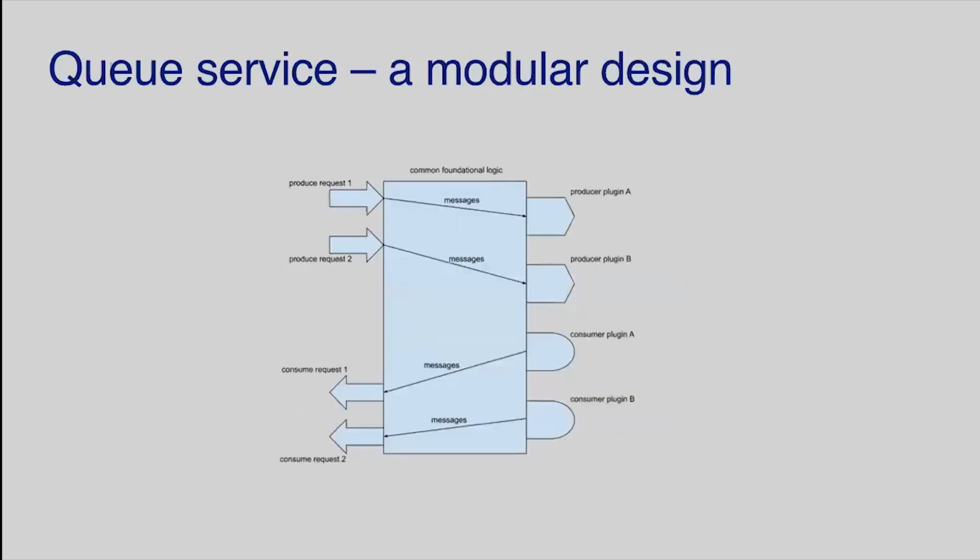For those of you who are interested, the queue service internally features a modular design for its internal architecture. It is actually agnostic to the queuing backend, and we have abstracted away the queuing backend with the concept of plugin. So in order to support a new backend, you simply implement a produce plugin that knows how to produce to that backend, and also a consume plugin that knows how to consume from it.